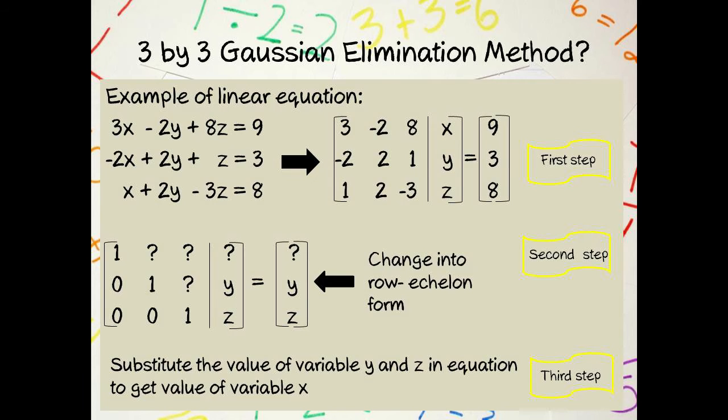The 3 by 3 Gaussian elimination method is a little bit complicated, but the steps are the same as the 2 by 2 Gaussian elimination method. At first, we'll transform the linear equations into an augmented matrix. Then we'll try to make a row echelon form from the augmented matrix. In the end, we'll substitute the values of variables y and z in the equation to get the value of x.